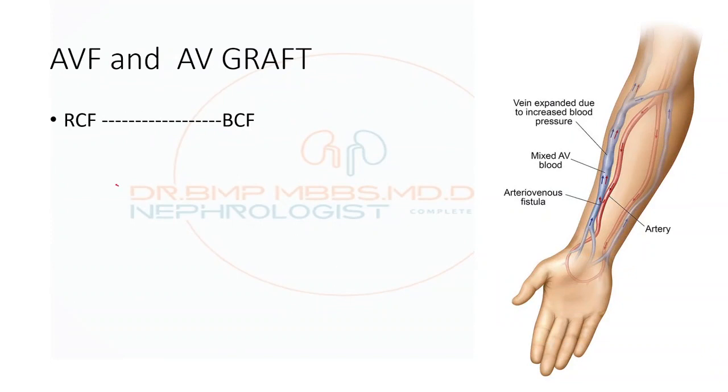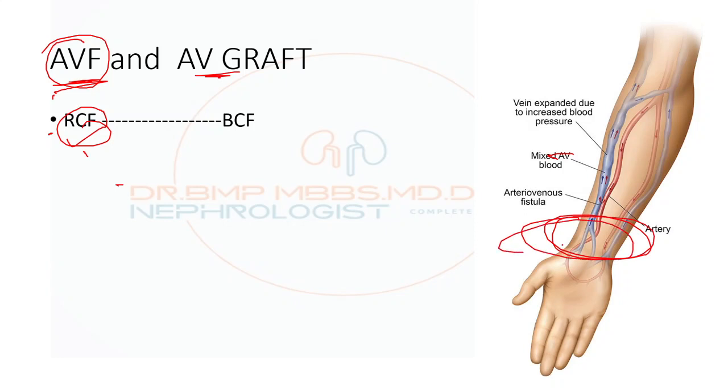Next, regarding the arteriovenous fistula and the AV graft. Fistula is the preferred vascular modality for the CKD patient. The most preferred is the radiocephalic. Radiocephalic is the distal portion between the radial artery and the cephalic vein. Why? Because if it is thrombosed, we can use the proximal part, the forearm fistula or the brachiocephalic fistula.